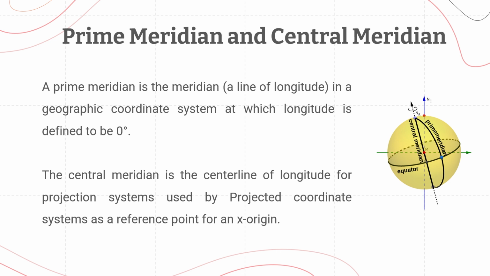Let's see what the prime meridian and central meridian are. A prime meridian is the meridian in a geographic coordinate system at which longitude is defined to be 0, while the central meridian is the center line of longitude for projection systems used by projected coordinate systems as a reference point for an X origin.